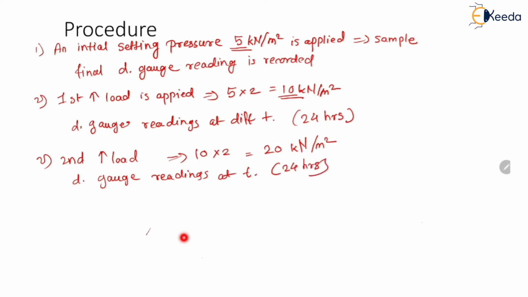It is usual practice to double the previous load in each increment till the maximum desired load intensity is reached. Means for the next increment, the load will be 20 into 2, 40. After that, the load will be 80, and so on. Once the final maximum desired load is applied and dial gauge readings are taken, we will start decreasing the load. The first decreased load will be equal to 1/4 of the final load.